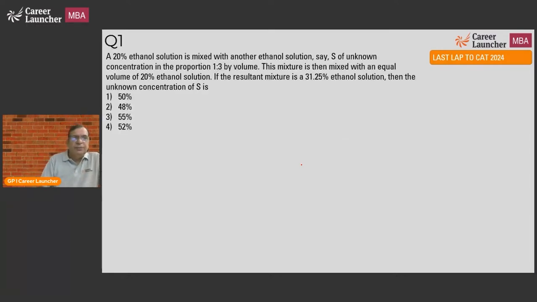Okay, first question. 20% ethanol. This clearly tells me this is about mixtures, and mixtures in an area which I am reasonably comfortable with. So straight away, I am favorably inclined towards it.